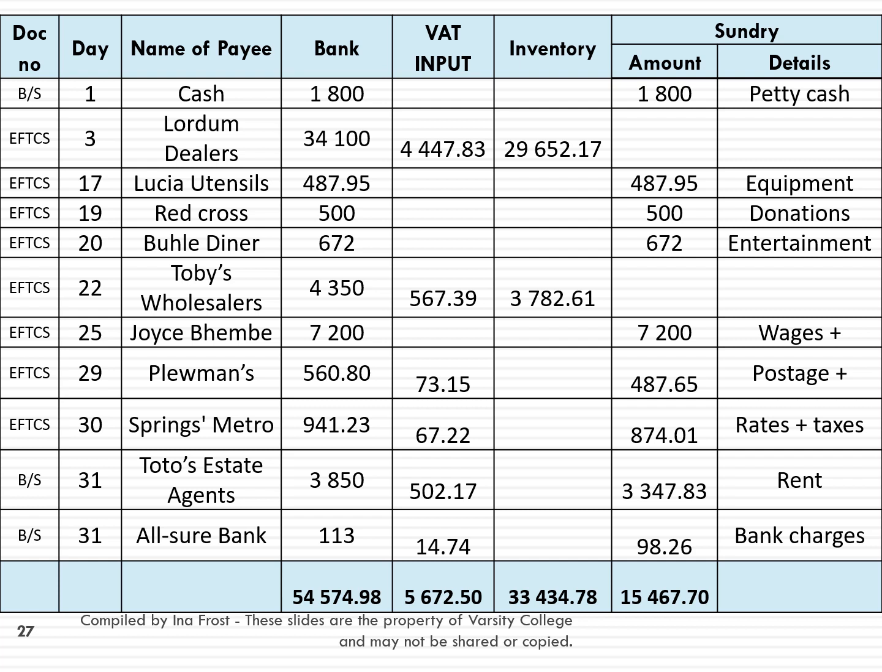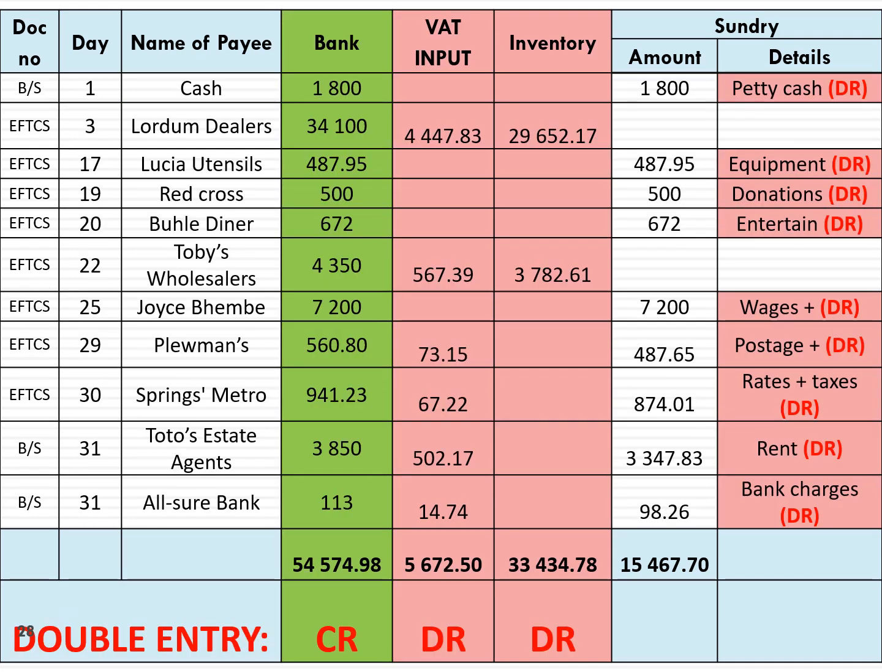So once again, what we are going to try and do is create one double entry out of the cash book payments. So we want to summarize everything that's happened during the month in the cash book payments into one single double entry. And the double entry looks like this. This time around, we are going to credit the bank. We are going to debit inventory and input VAT. And we are going to debit all of those sundry payments that we made during the month.